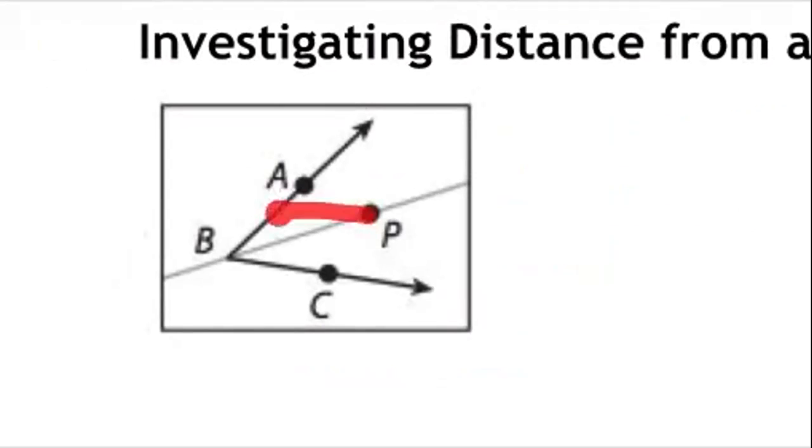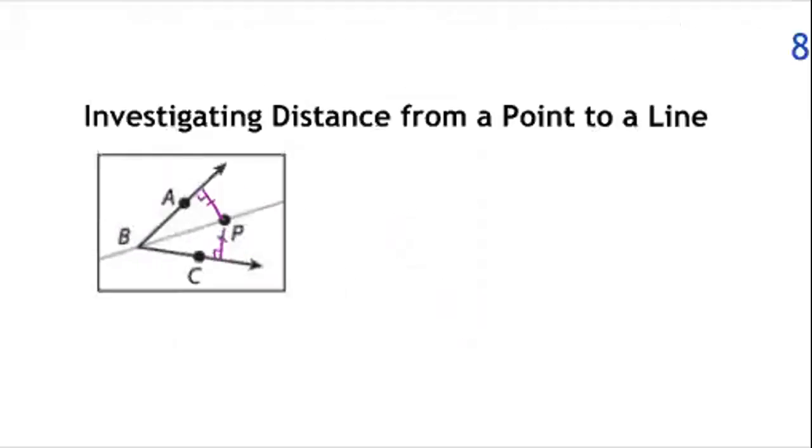Is it this? Is it this? Is it all the way out here? Or is it this one, right? I think we would agree that the distance between P and the ray BA is this one, because it is the closest. But how would you describe that?